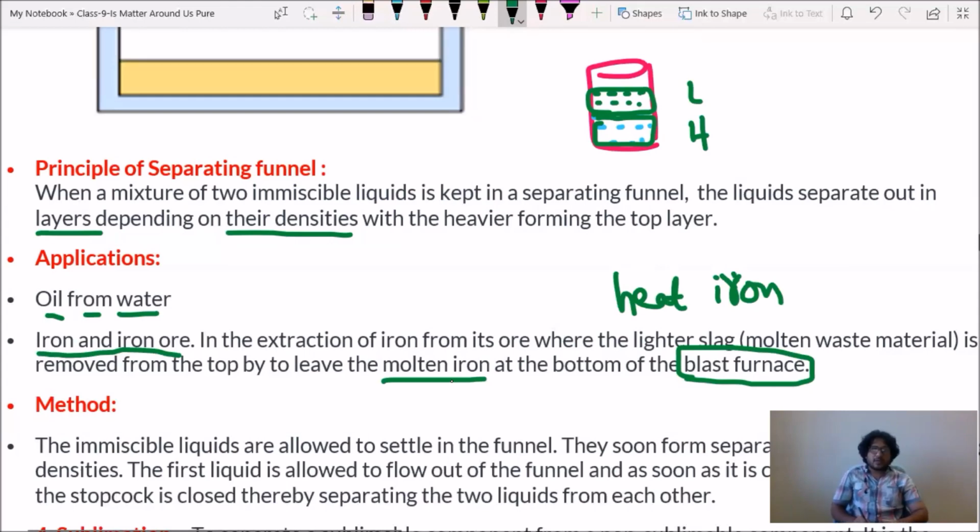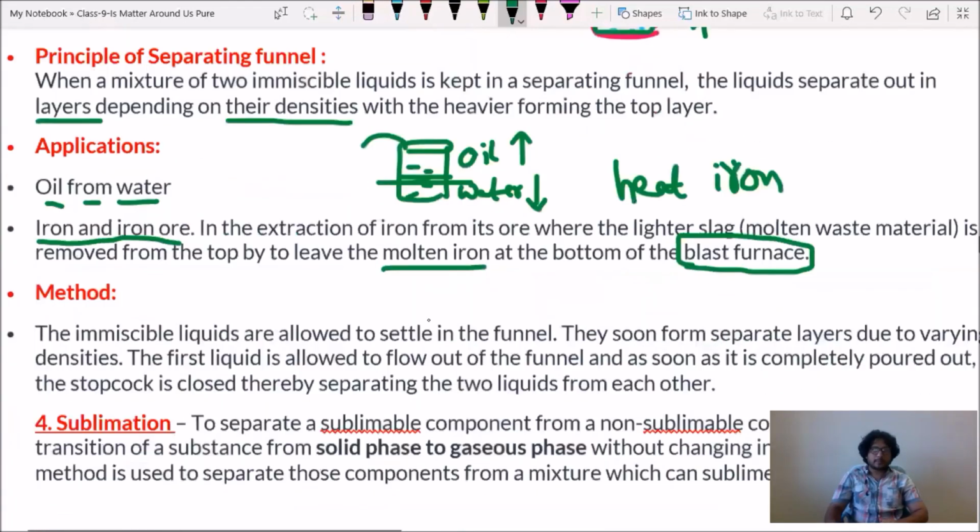Method: if you want to use this in your daily life, you can do this. The immiscible liquids are allowed to settle in the funnel. They soon form separate layers due to varying densities. So you can take one glass and add some water and oil. If you mix with a spoon and leave it for 5 to 10 minutes, you can observe the oil coming to the top and the water settling down, and easily you can separate it. And of course, if you don't have a separating funnel, you can just pour the liquid slowly such that you can separate oil and water.